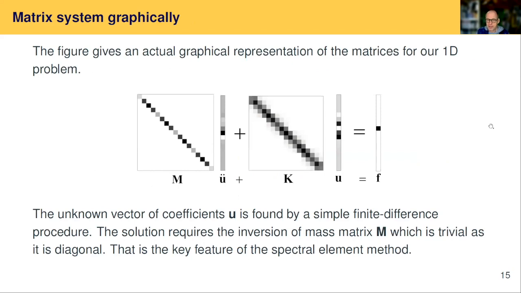In terms of matrices and the way they look, it's in pictorial forms like this. And again, the most important part is the mass matrix is diagonal. So it has now the same form as actually a finite difference formulation in those matrix vector way.